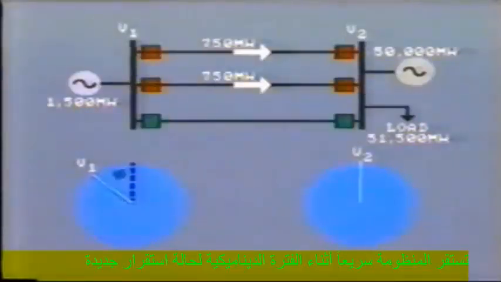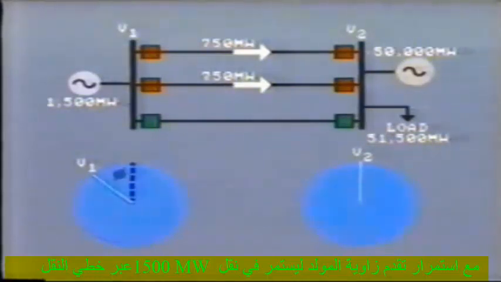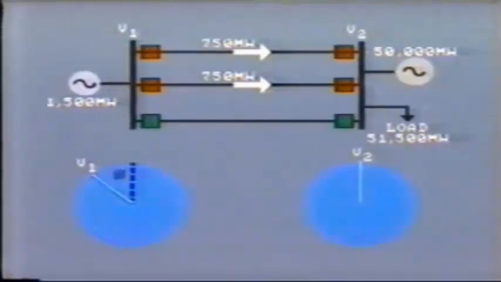During the dynamic period, the system has quickly settled into a new steady state, with the generator advancing in angle in order to continue to transfer 1,500 megawatts along the two transmission lines.